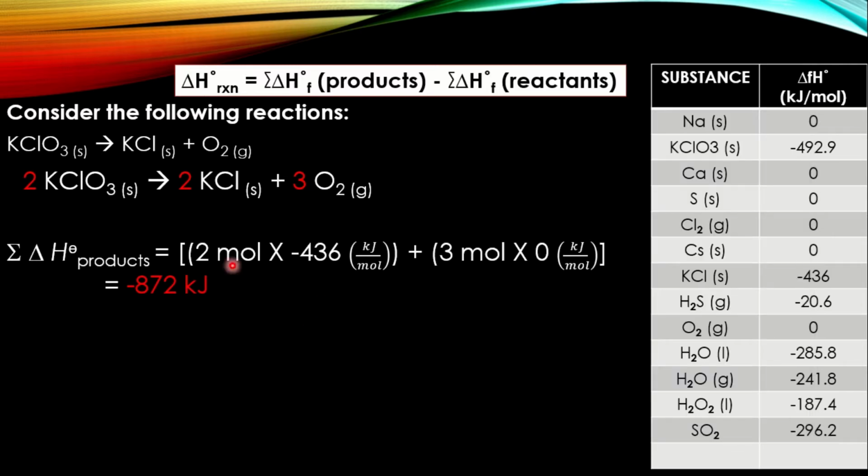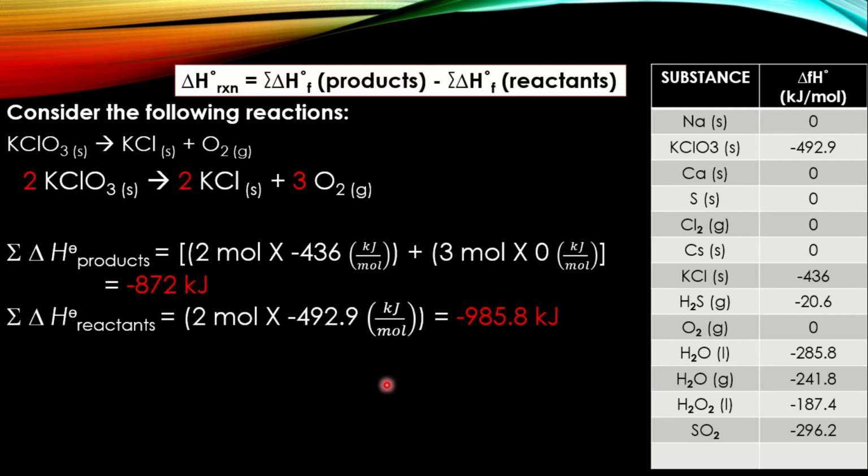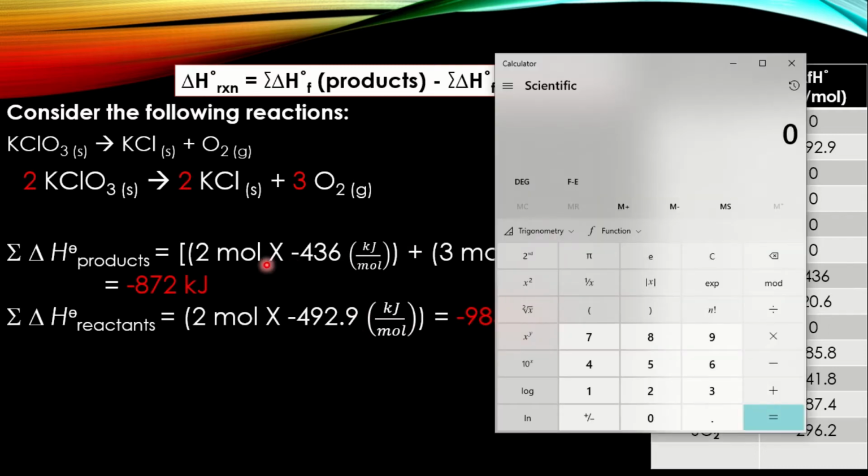Bakit kilojoules? Kasi mole dito at ang unit ng ating enthalpy ay kilojoules over mole. So, makakancel yung mole. So, you will be left with kilojoules. Next naman, the summation of the change in enthalpy of formation of the reactants. So, sa reactants naman, isa lang ang ating reactant which is potassium chlorate. So, same process, imumultiply natin yung number of mole doon sa kanilang enthalpy value.